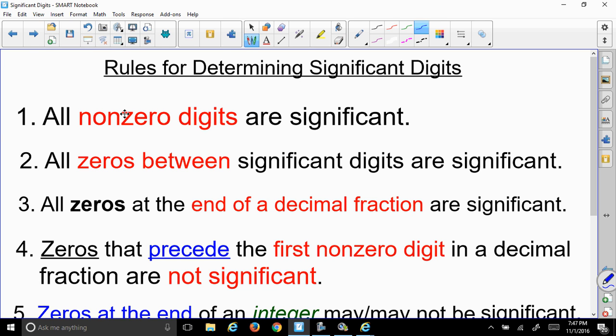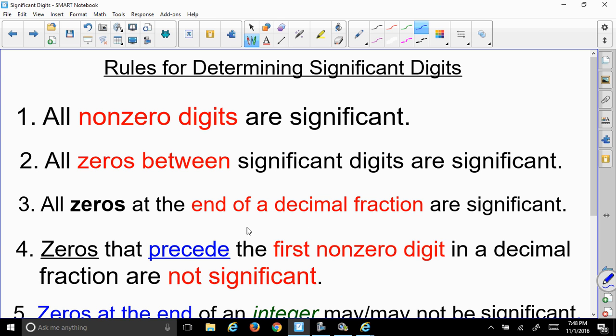So the first thing, all non-zero digits are significant. So if it's not zero, it is significant. All zeros between significant digits are significant. So if a zero is caught up in the middle of a couple numbers, it is significant. All zeros at the end of a decimal fraction are also significant. So the zeros at the end do count.